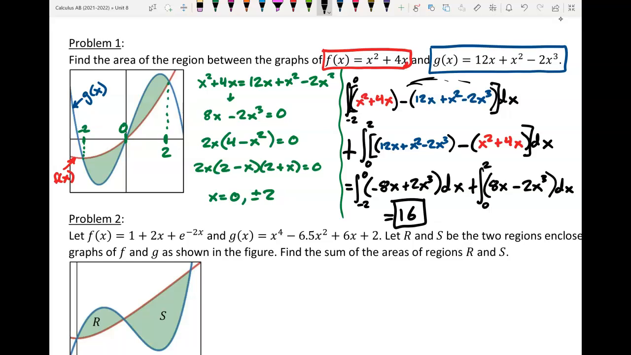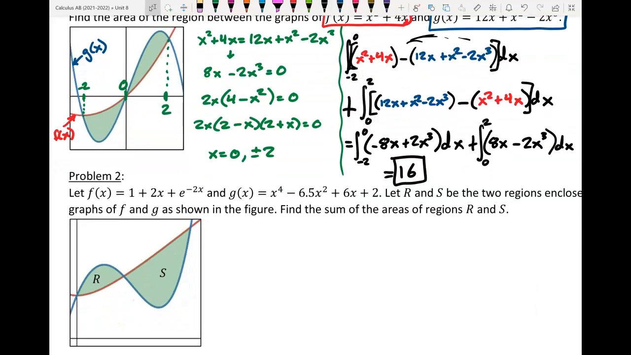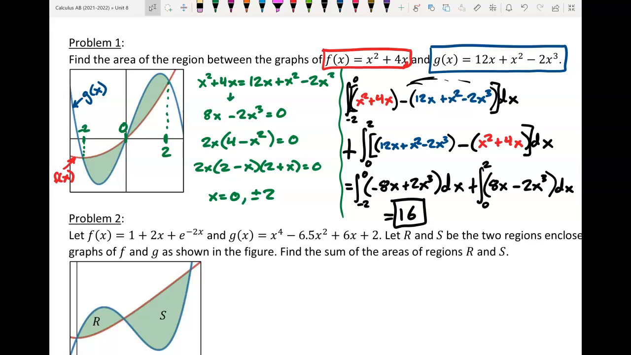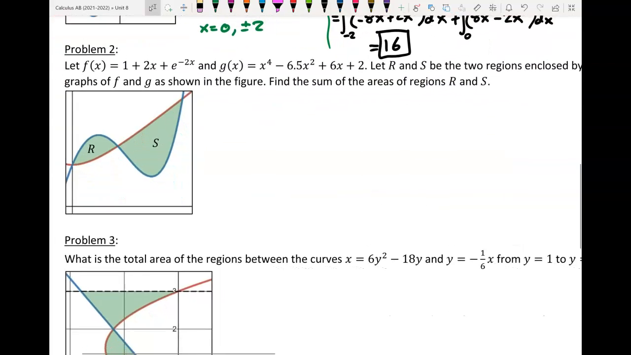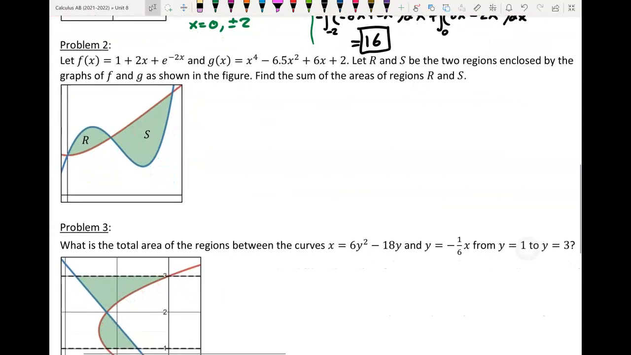I know some of you have already started, but if you haven't, go ahead and start looking at problem 2. Any questions on problem 1? Okay. Problem 2 is definitely a calculator problem. So use your calculator to find your intersections, please.